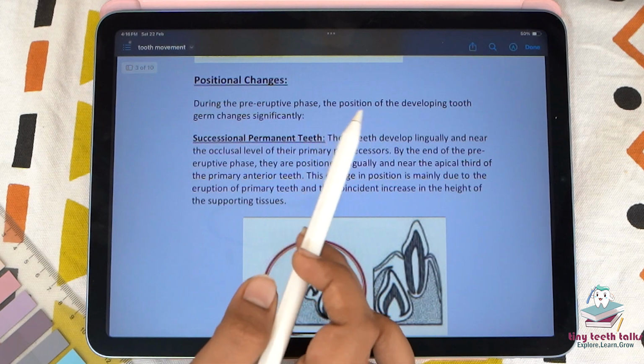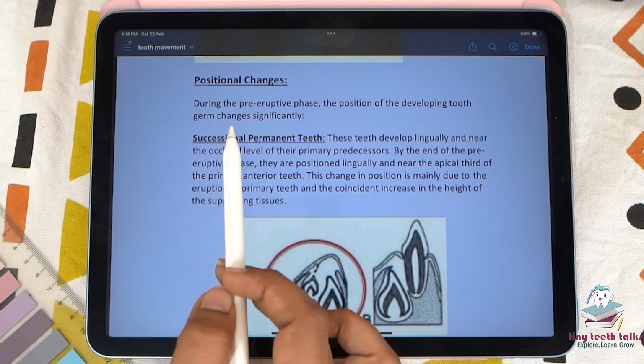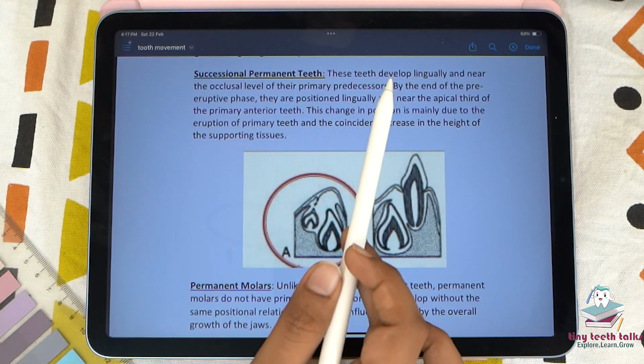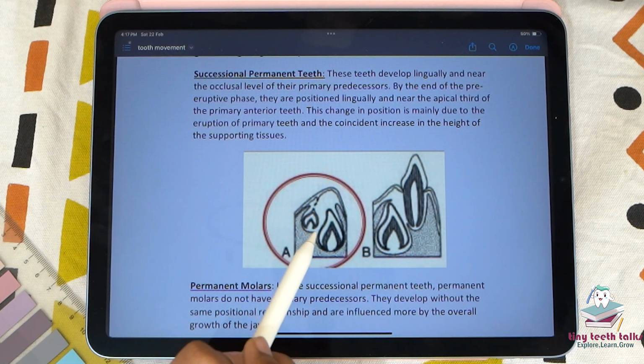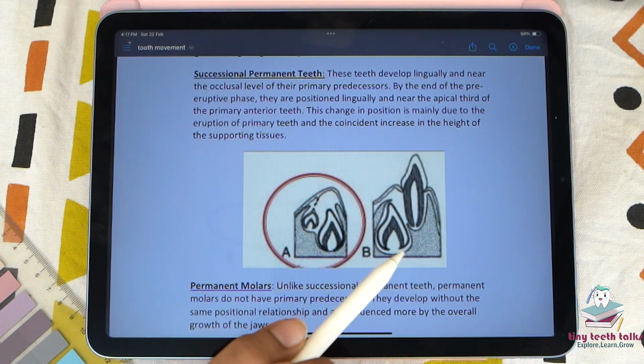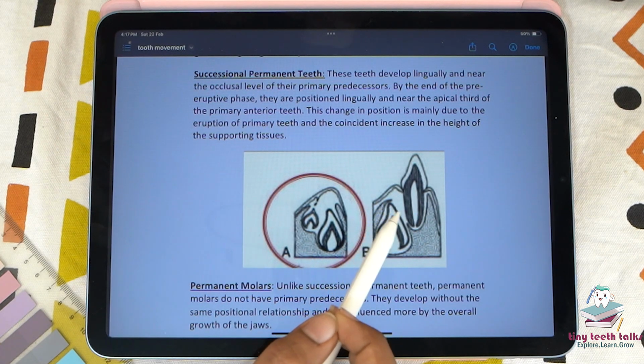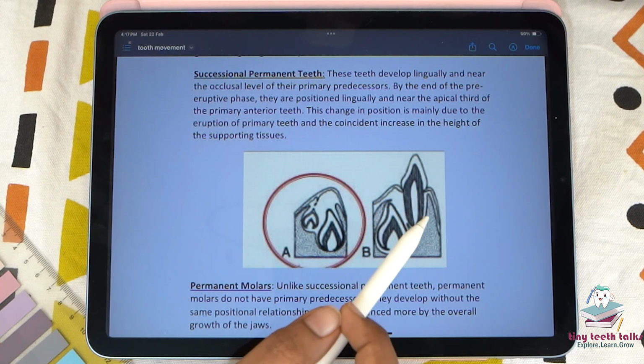During the pre-eruptive phase, the position of the developing tooth germ changes significantly. Successional permanent teeth develop lingually and near the occlusal level of the primary predecessors. Predecessors are the primary teeth that erupt first in the child's mouth, and successors are the permanent teeth that replace the primary teeth. By the end of the pre-eruptive phase, they are positioned lingually and near the apical third of the primary anterior teeth.